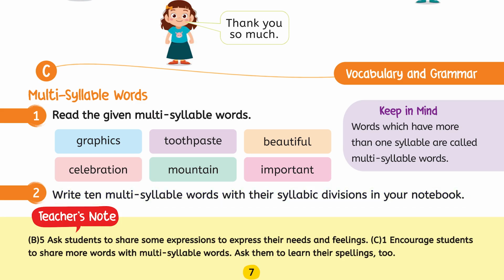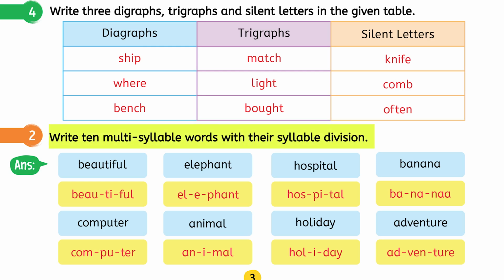So first we are going to read the multi-syllable words, just like graphics, toothpaste, beautiful, celebration, mountain, important. So you see, these are the multisyllable words, and while we are speaking, we have to pause for a different pause specifically for the sound identification. So now let's solve question number 2: write 10 multisyllable words with their syllabic division in your notebook.